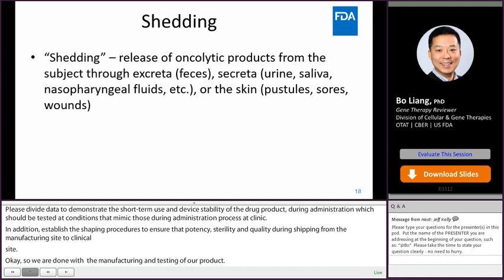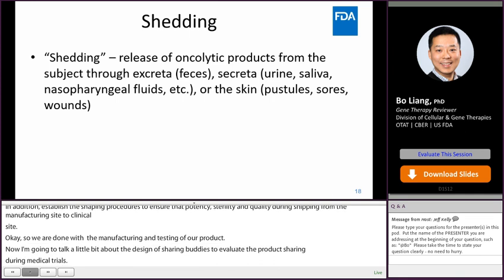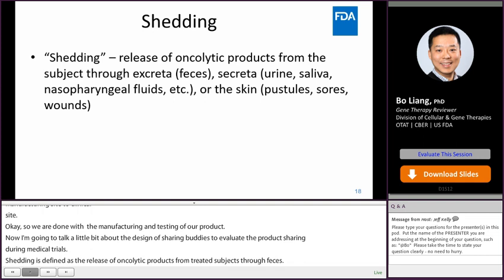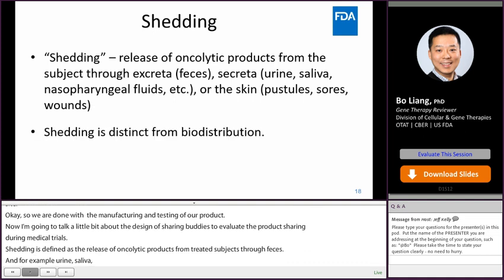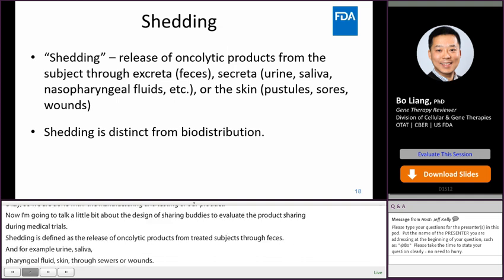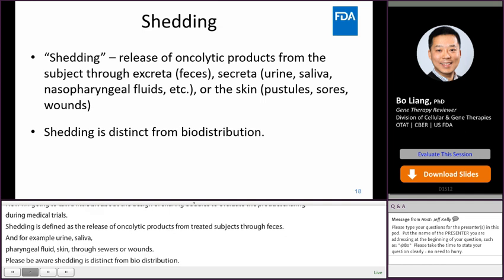Shedding is defined as the release of oncolytic products from treated subjects through excreta, for example, feces, secreta, for example, urine, saliva, nasopharyngeal fluid, or the skin through pustules, sores, and wounds. Please be aware that shedding is distinct from biodistribution, as biodistribution describes how products spread through different parts of the body, while shedding characterizes how the product is released from the body.